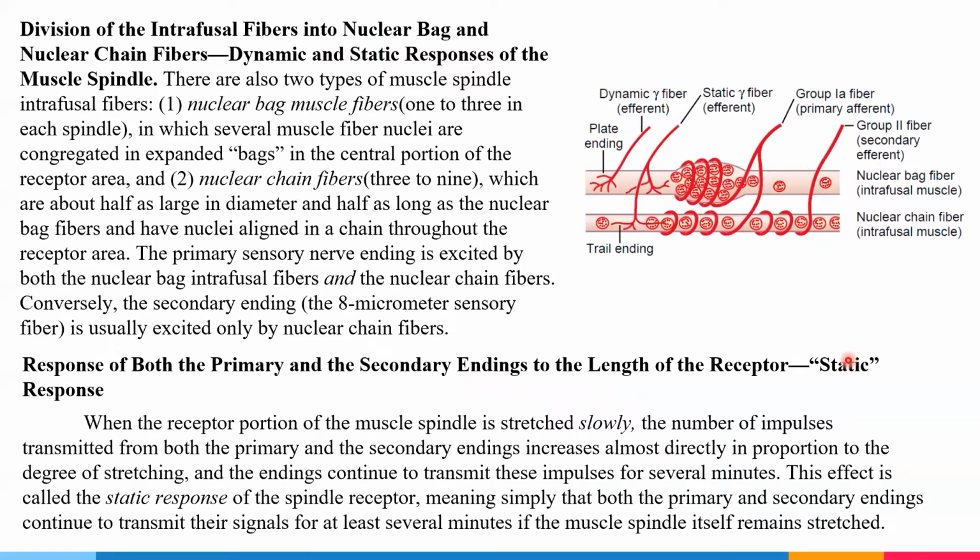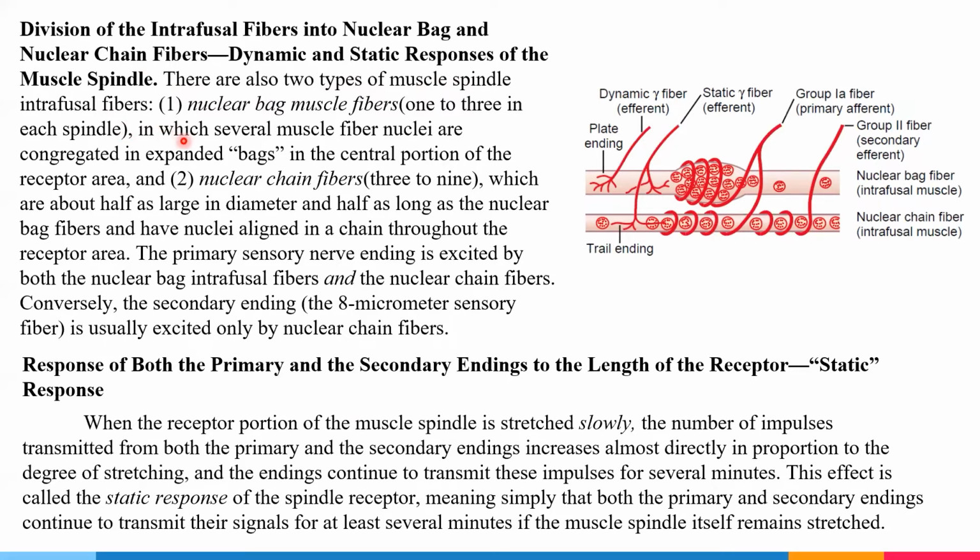Next, let us look into the division of intrafusal fibers into nuclear bag and nuclear chain fibers, and the dynamic and static responses of the muscle spindle. There are also two types of muscle spindle intrafusal fibers.